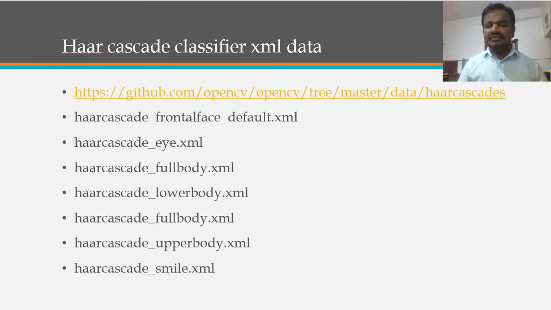And we have different supported information from the Haar cascade classifier XML data. You can download it from the link. It has multiple classifier XMLs. Here we have frontal face default and eye detection, and then full body, lower body, upper body, and smile. These are all the things we can explore in our lab.